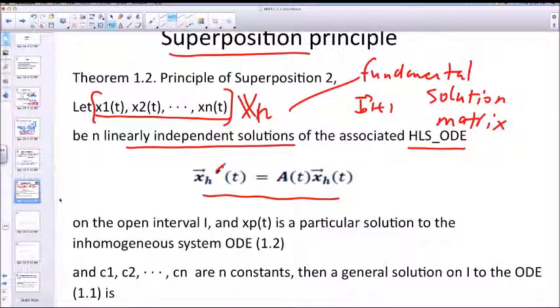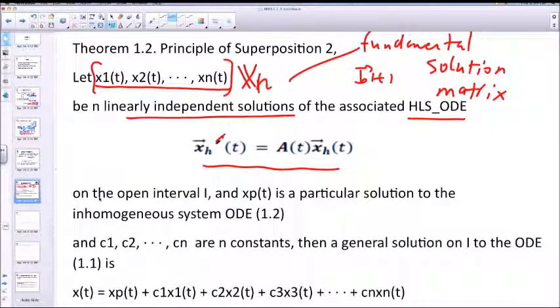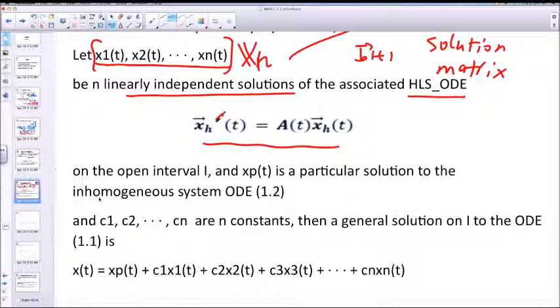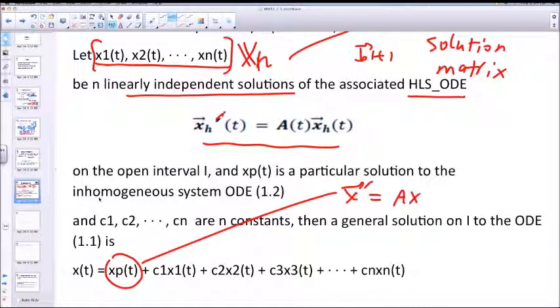If you get this one, you also need to find one particular solution, just the one for the inhomogeneous system. This one is for this. You find the one for this, and then add this one. We call it a particular solution. X_p, the little p stands for particular, the little h stands for homogeneous.